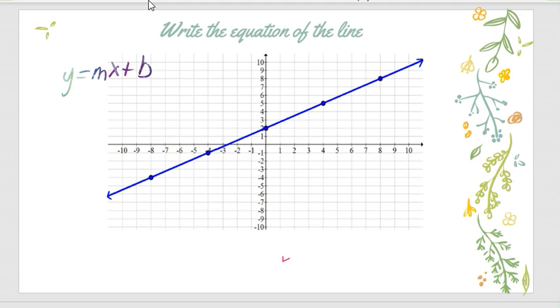In our case, this line goes through 2, so our b value is going to be 2. Then our slope, let's see, if we go from this point to this point, we're going to rise 1, 2, 3 and run 1, 2, 3, 4. So m is a positive 3/4 because we have something that's going uphill. So the equation of this line would be y equals 3/4 x plus 2.